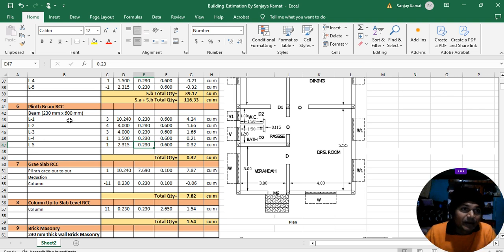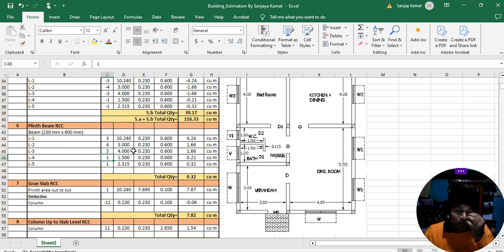See, now coming to beam 4. For beam 4, how many beams are we going to estimate? Only one, because for this house we have only one. For this beam 4, we are going to take the length 1.500 meter, breadth 0.30 meter, and depth 0.600 meter.